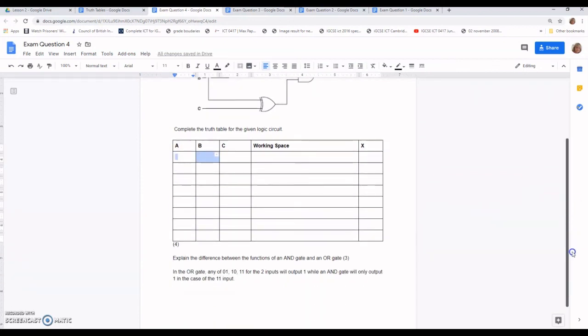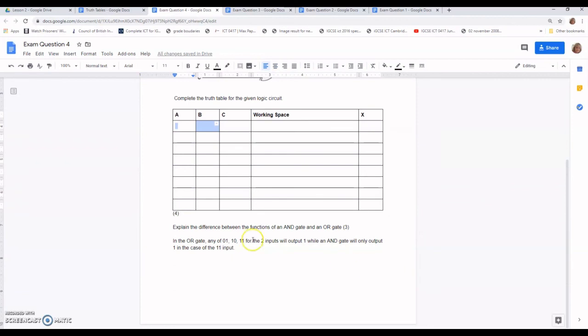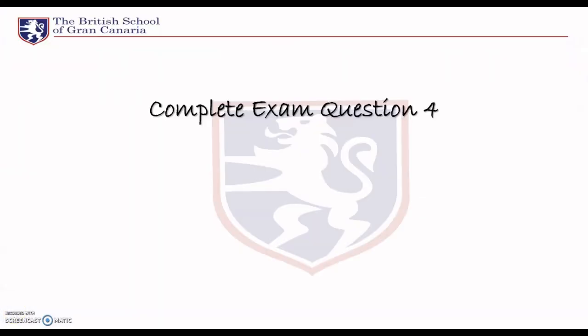Then down here, we've got the next one: explain the difference between the functions of the AND gate and the OR gate. 3 marks. Right, pause this video now and complete the question. Welcome back. So you've completed question 4.